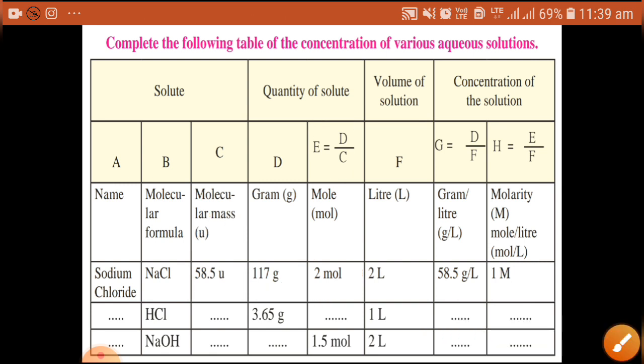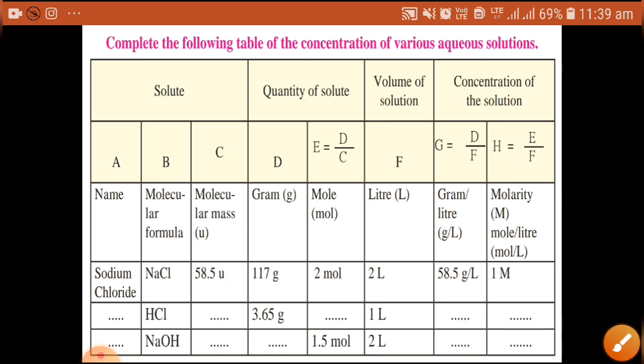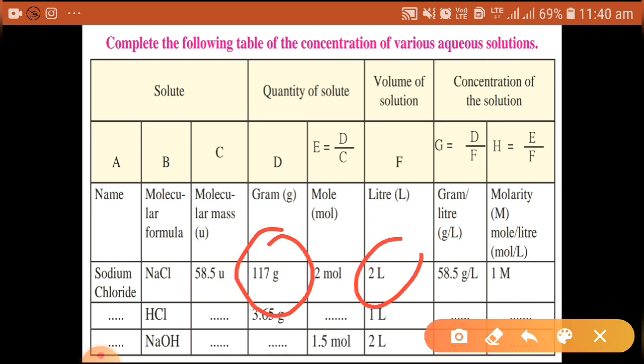Then the volume of solution in liters is given as 2 liter, meaning we have 2 liter of NaCl solution. Here, gram per liter means this is gram and this is liter. So gram per liter means D divided by F. You have to divide the quantity in D by the quantity in F. So 117 divided by 2, because this is gram and this is liter. When we divide we get the answer in gram per liter. So 117 divided by 2 gives 58.5 gram per liter.